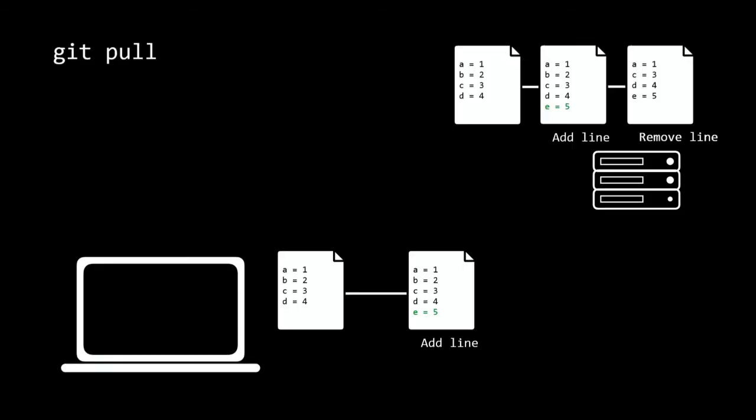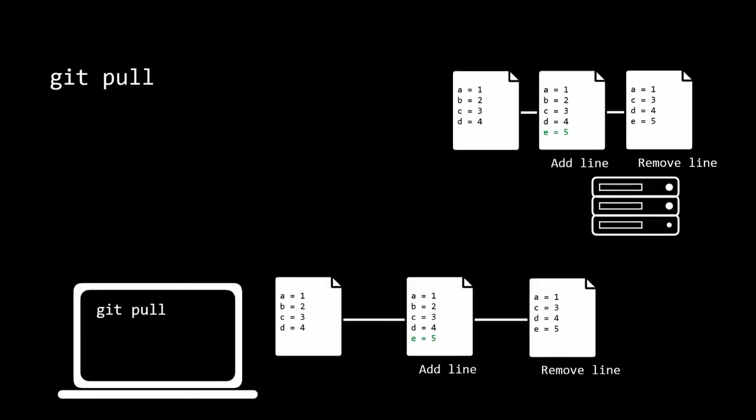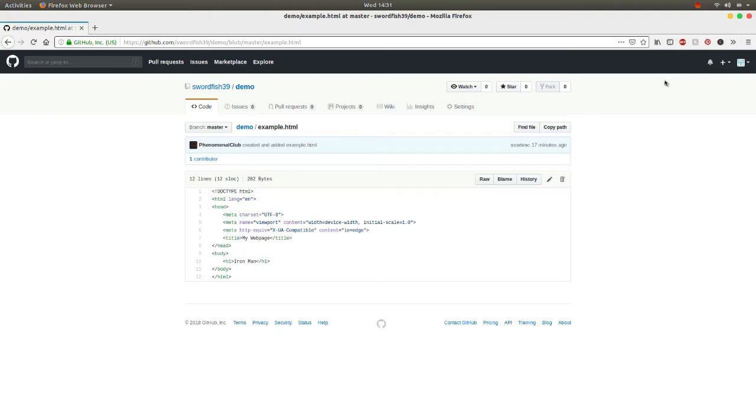The next command we'll need to know is git pull. Git pull is sort of the inverse of git push. What if someone else has been working on your repository, has made changes to it and pushed those to GitHub, and now you want to download the latest version of the repository? So let's see how to do this.